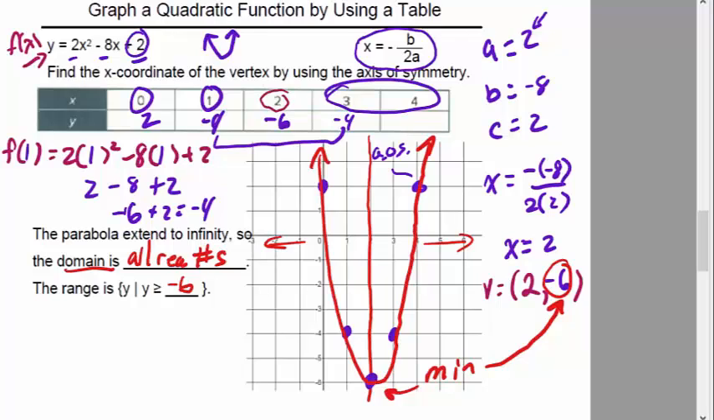And if I want to put this into end behavior, I can say as x increases or decreases, so as x goes to the right or to the left, then the y values are going to increase because the graph is going upwards on both sides of the graph.